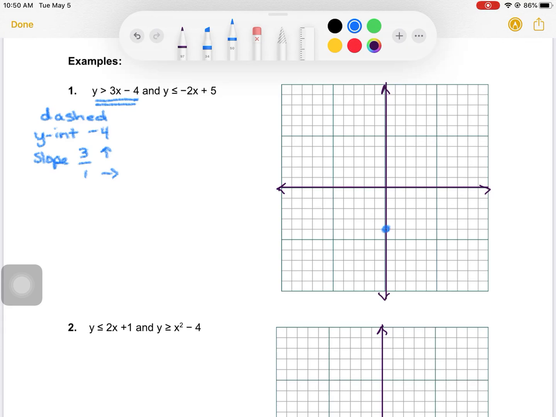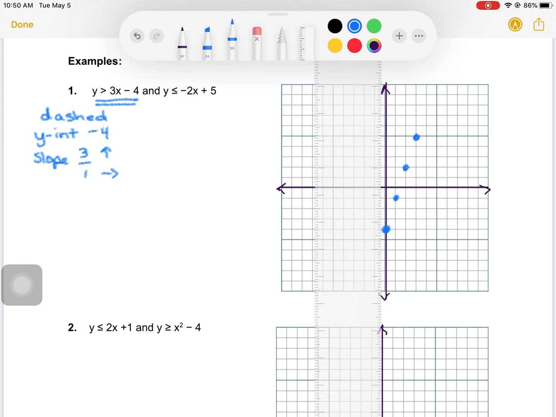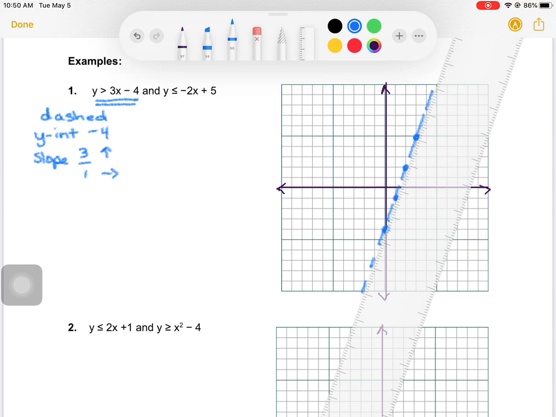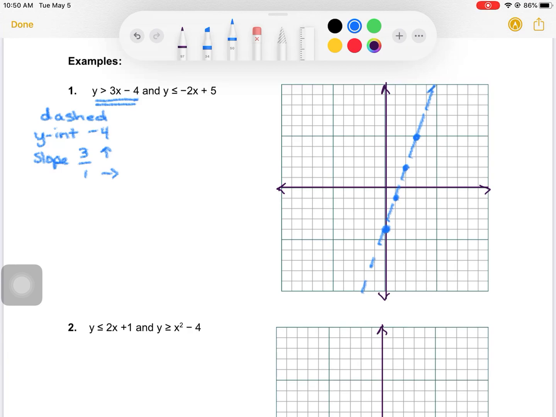I put a point at -4. I move up 3 over 1, up 3 over 1. I'll put a few points on there, and then I'm going to take my ruler and make this a dashed line through those points. That is my boundary line. Putting arrows on the two ends.